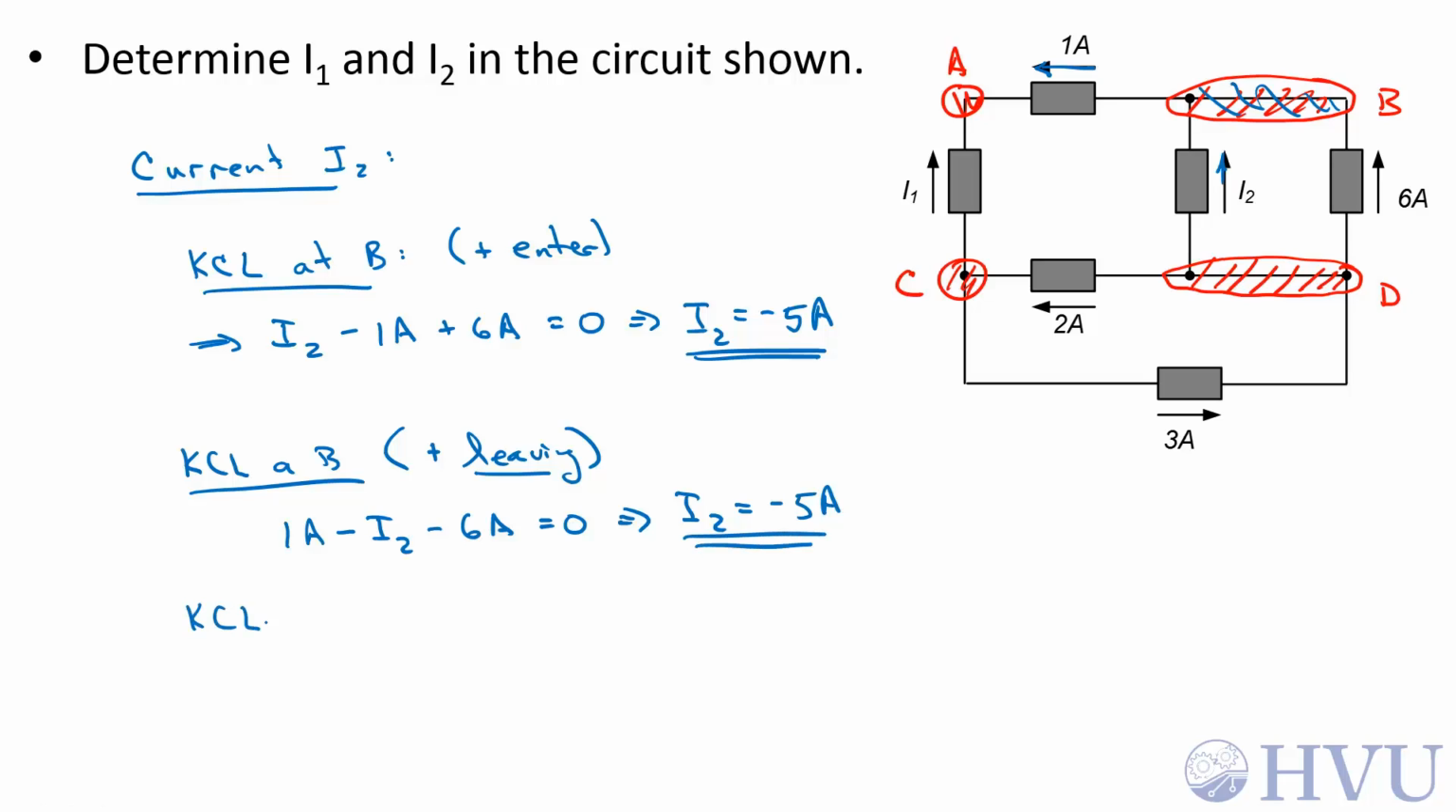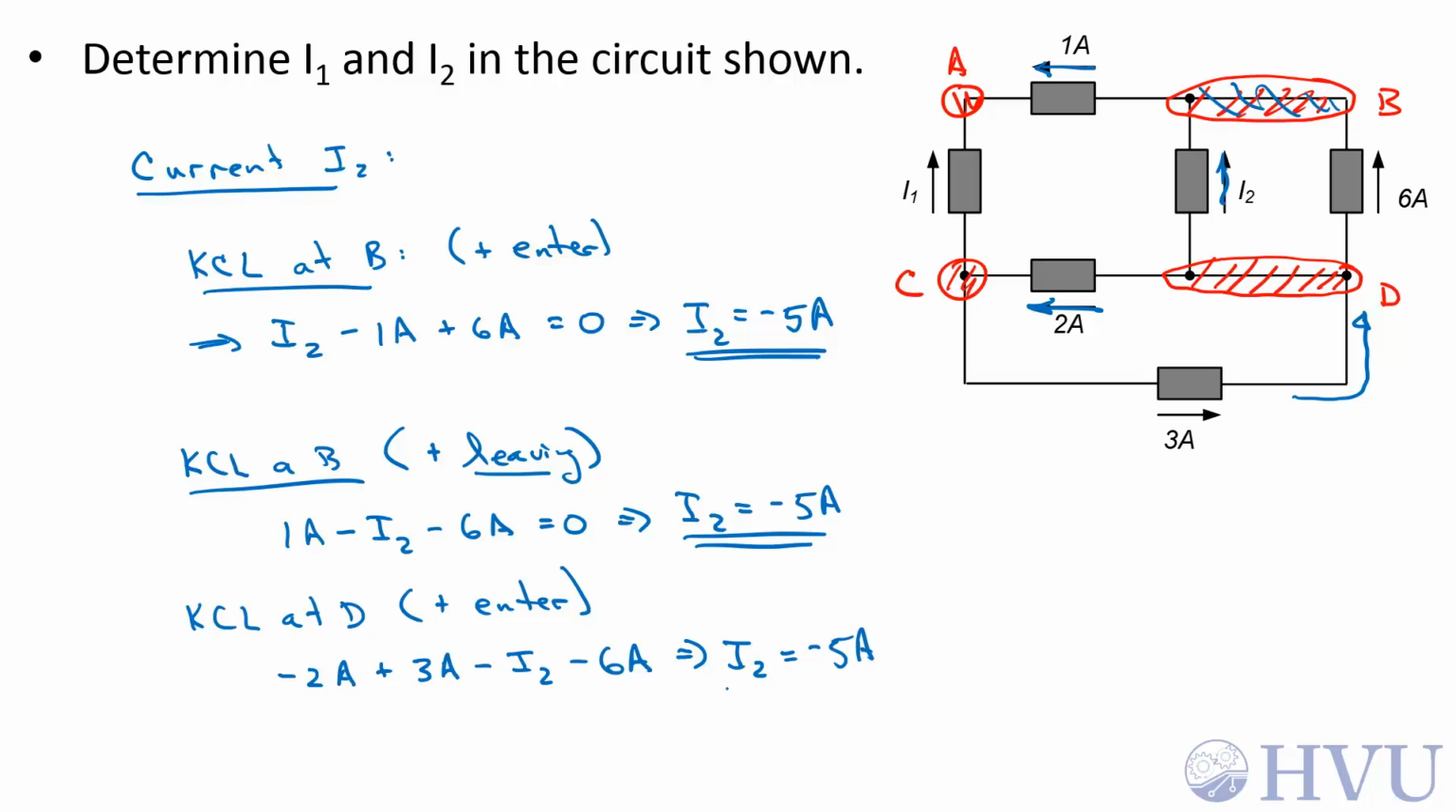Finally, let's look at KCL at D and assume positive currents enter again. So at node D, 2 amps is leaving. That becomes a negative contribution. 3 amps is entering from down here, so that's a positive 3 amps. I2 is leaving node D, so that becomes a negative I2, and 6 amps is leaving node D, which becomes a negative 6 amps. So minus 2 and minus 6 is minus 8, plus 3 is minus 5, so I2 is again equal to negative 5 amps.